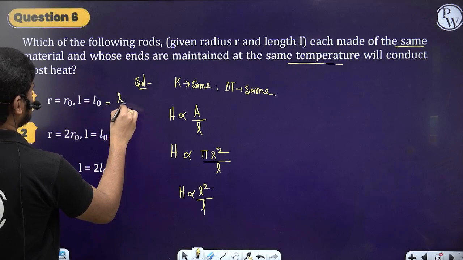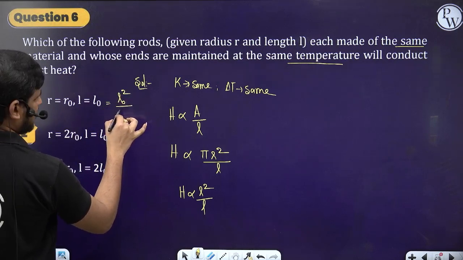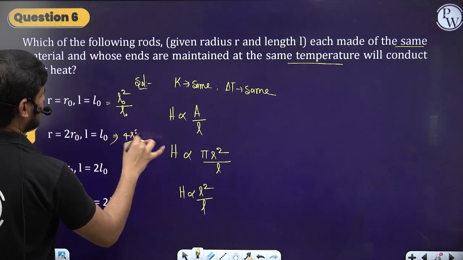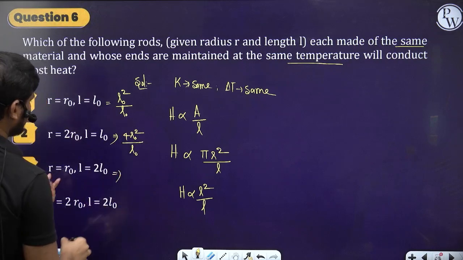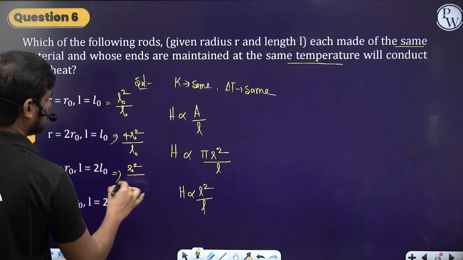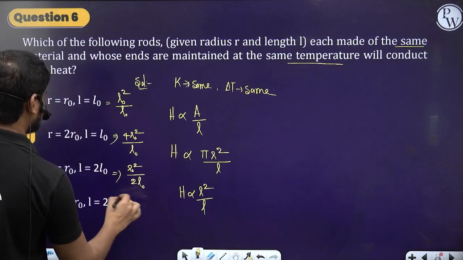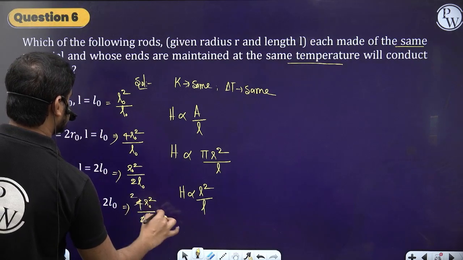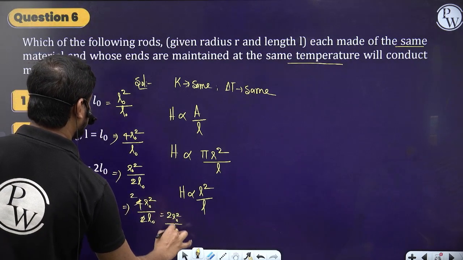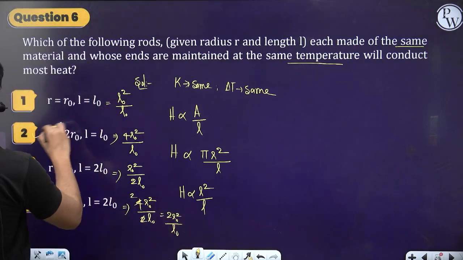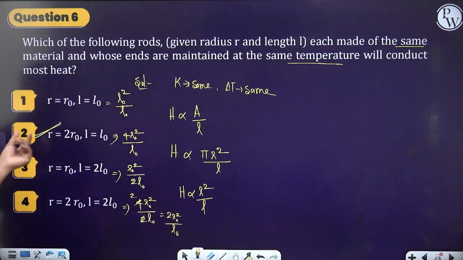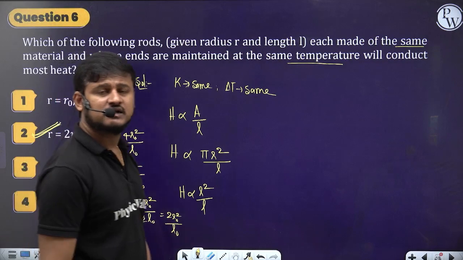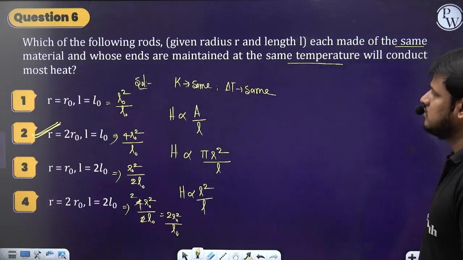Here it comes out to be r naught square by L naught. This value comes out to be 2 r naught square, which is 4 r naught square by L naught. This value comes out to be r naught square by 2 L naught. And this one, 2 r naught square, which is 4 r naught square by 2 L naught, which is 2 r naught square by L naught. Here I can see that for option 2 this value will be more, yes or no? So option 2 is the correct one, guys. Done? Clear everyone? Chal, let's move further.